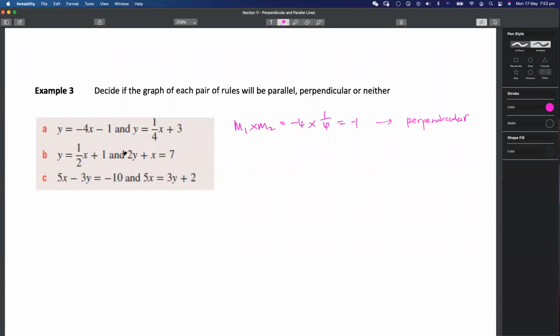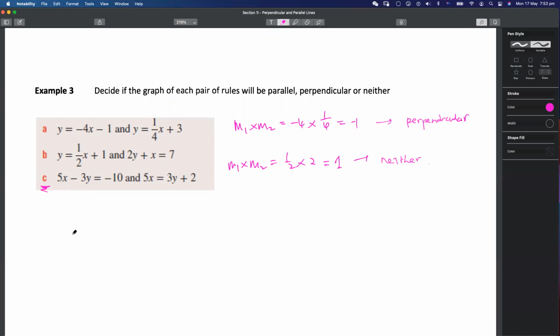And next one, they're definitely not the same. So let's do m1 times m2. 1/2 times 2 is going to be 1. So it's neither. Okay, it's not negative 1, so it can't be perpendicular. It's just neither. And next one, C, be very careful.